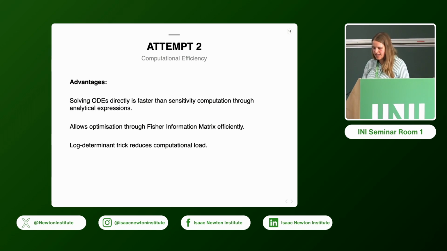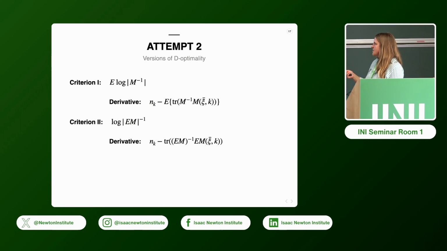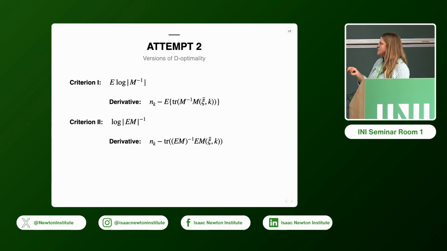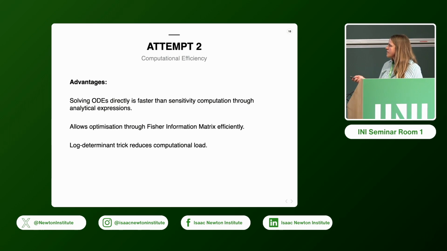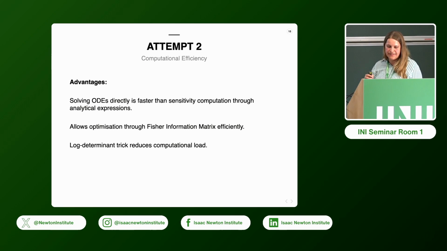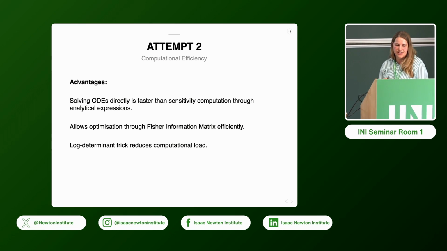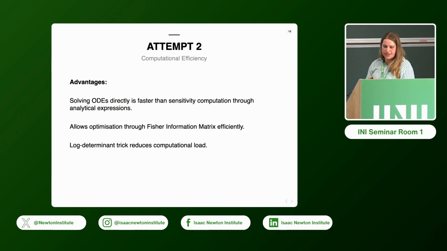Hopefully, if you can utilize the direct method and just switch to this criterion, you can do this much quicker inside and then just take the log of this just once at the end. It is much quicker than going forward the original way. So we can solve the ODEs directly, which is faster than calculating the sensitivity through analytical expressions. It allows optimization for Fisher information matrix more efficiently, and the log determinant reduces the computational load.